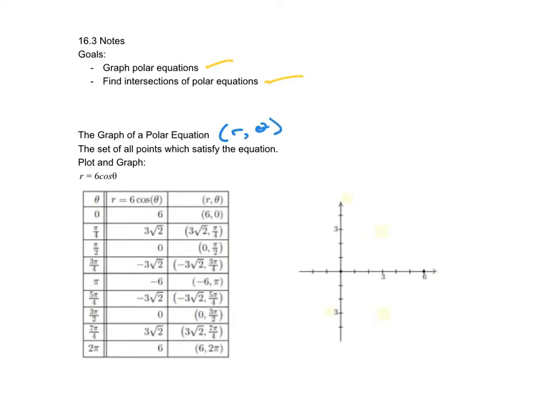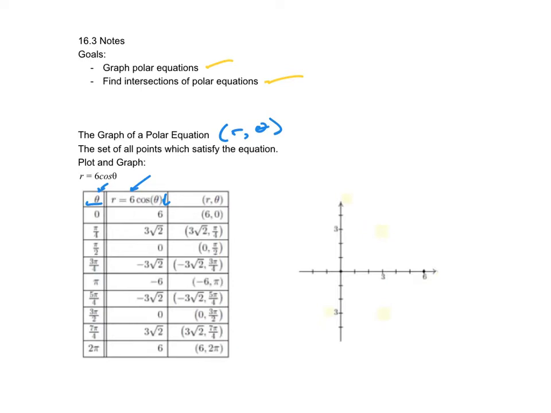Oftentimes, theta is the dependent variable and r is the independent variable, like x and y. So our ordered pairs are r, theta, but often we're given the theta instead of the r, just worth keeping in mind. So what we'll do here for 6 cosine theta, you can see the theta values are given and the r values are calculated. And then in this particular table, they flip the order to make the r first and the theta second.